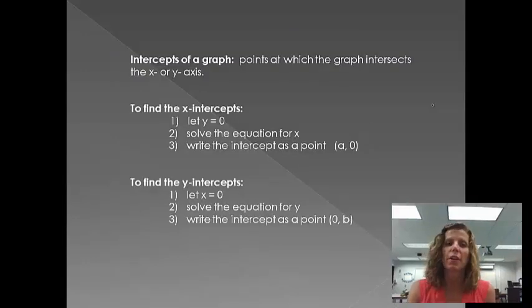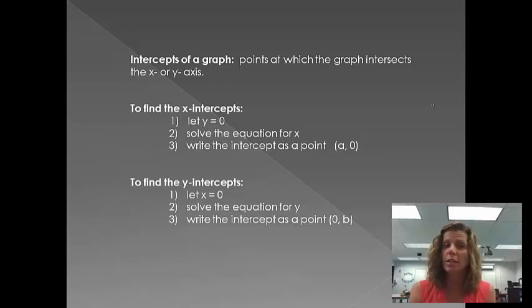All right, the intercepts of a graph are just the points at which the graph intersects the x or the y-axis. Probably pretty familiar with that. To find the x-intercepts, you're first of all going to let y equal 0. Then you'll solve the equation for x. And then you'll write the x-intercept as a point. Notice that the x value will come first and then 0 will come after that.